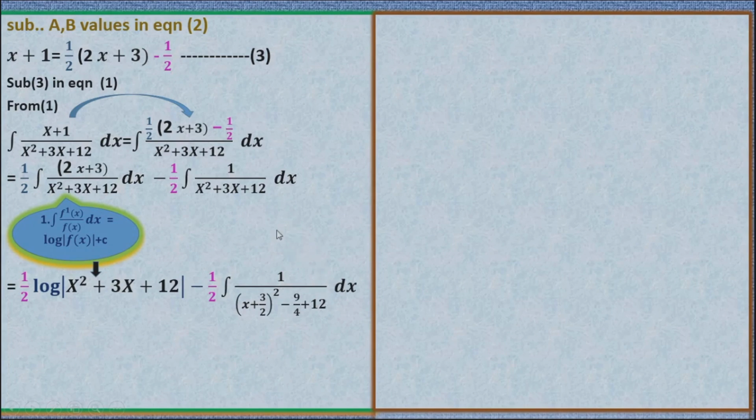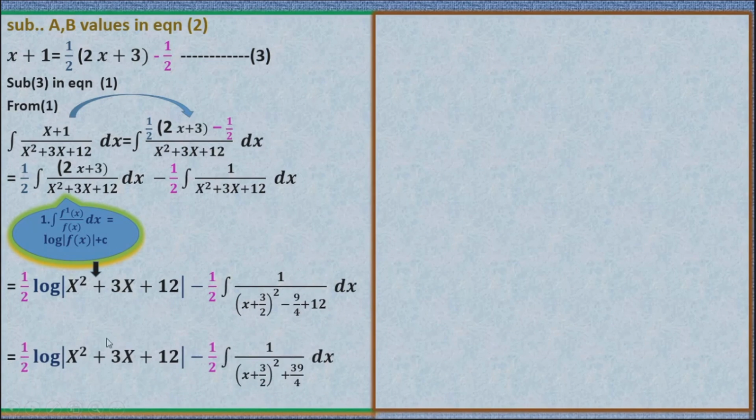So it becomes, first term as it is 1 by 2 into log mod x square plus 3x plus 12, minus 1 by 2 into integration of 1 by (x plus 3 by 2) whole square. Now simplify this one. 12 4s are 48. 48 minus 9 is how much? 39. 39 by 4. Right.